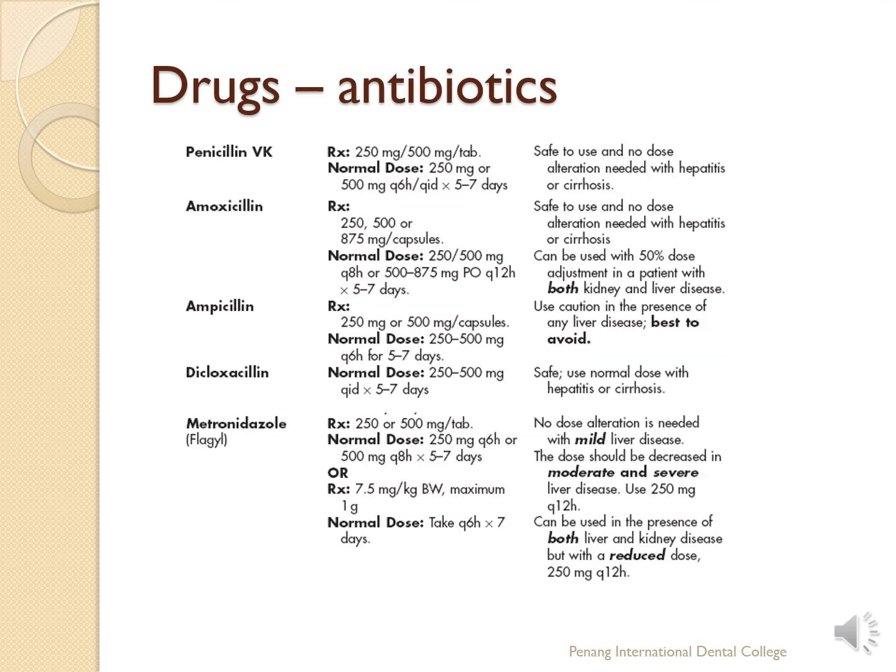So penicillins can be safely used: amoxicillin, ampicillin, and even dicloxacillin. Okay. What they say is that for metronidazole, when you have to treat anaerobic organisms, instead of absolutely contraindicating it, you can use a reduced dosage. It can be used in both liver and kidney disease, but with a reduced dosage.